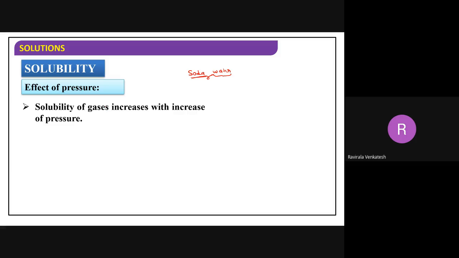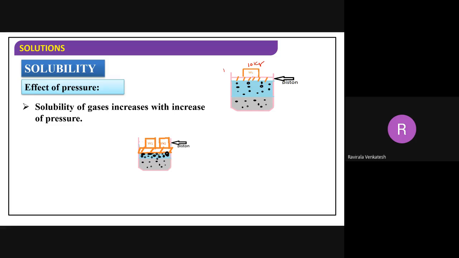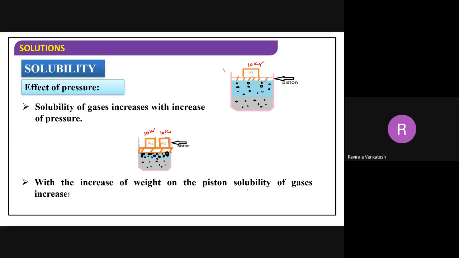Solubility of gas increases with increasing the pressure. That means it is directly proportional. We know that one actually. So for example, we'll take this example. This is a piston, beta. I put some weight here, something like 10 kg, on the piston. Here 10 kgs I put, then again 10 kgs and here 10 kgs I am putting. Then the weight increases, pressure also increases on this solution. Therefore, with increasing the weight on the piston, the solubility of the gas increases.